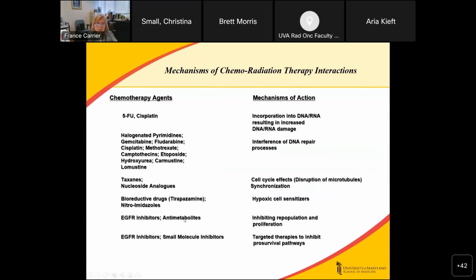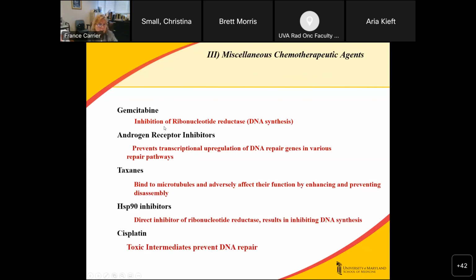This is also a table that I'm going to go through, some of them, in a minute. And this is just, again, to group them into classes so you can recognize their mechanism of action and when they are effective in the cells. So the next few slides, I'm just going to go through these agents here. Gemcitabine inhibits the ribonucleotide reductase. The androgen receptor inhibitor can prevent transcription of DNA repair genes. The taxanes will bind microtubules and affect their function. The HSP90, the heat shock protein 90 inhibitor, affects protein folding. And then cisplatin, which interferes with DNA repair.